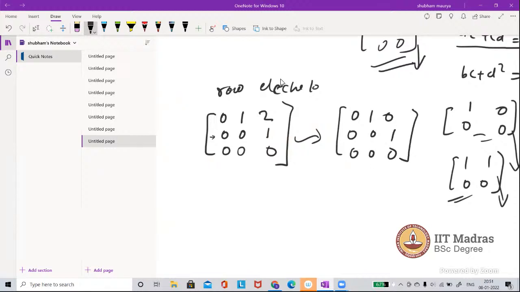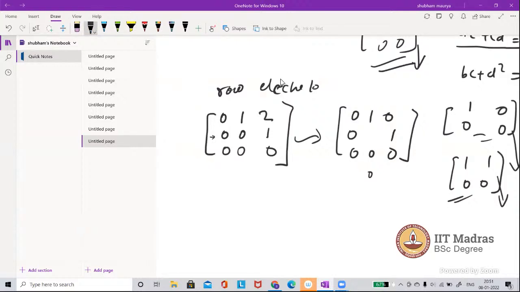So this is in reduced row echelon form. In other words, if this one is the pivot element, then below it should be 0. Let's say here it is 1. If this is the pivot element, above should be 0 and below should also be 0. This is not happening here, so this is not in reduced row echelon form, or even in row echelon form.